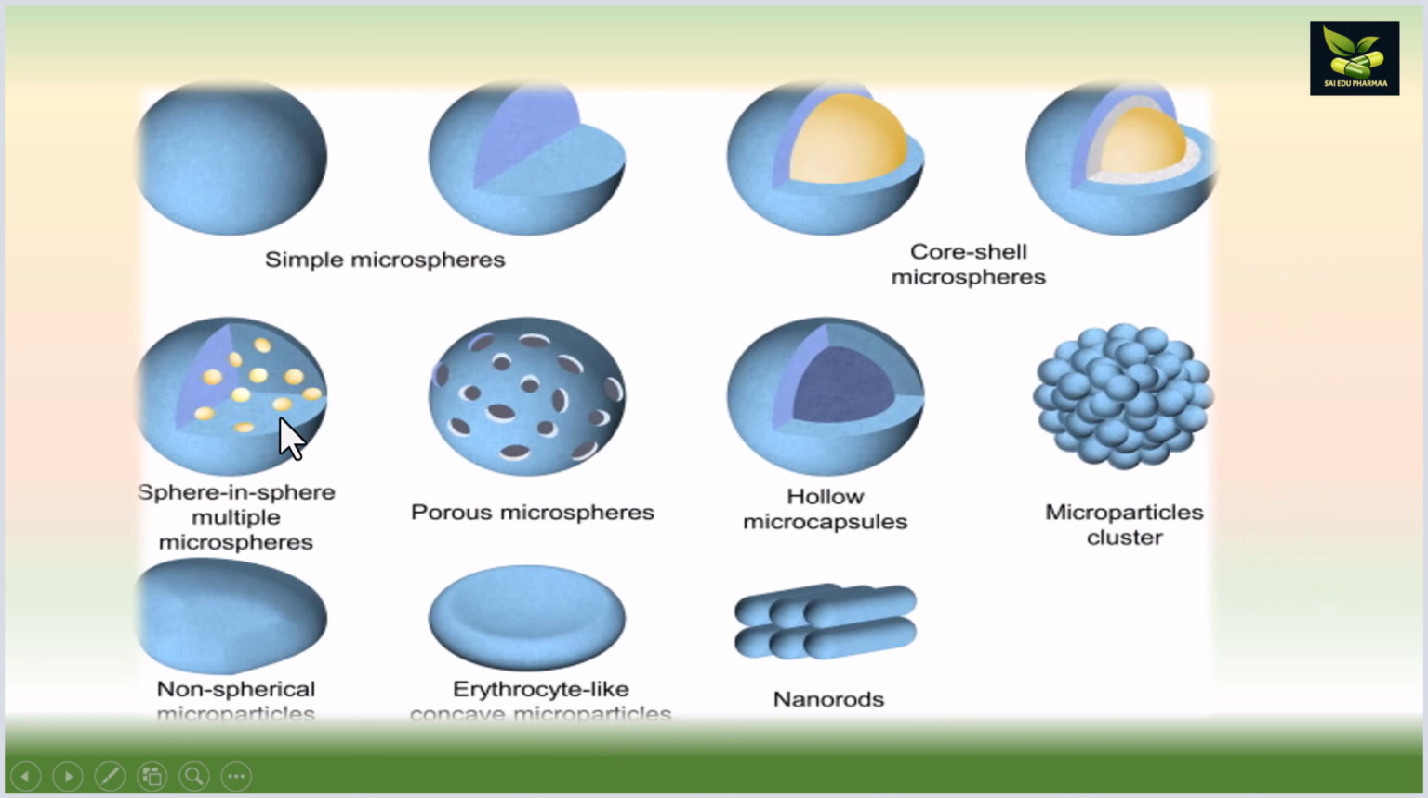So these are structures, these are simple microspheres, and in these there is core shell. So these are core shell microspheres. They are sphere in sphere multiple microspheres, then porous microspheres, hollow microcapsules. Then similarly these are microparticle clusters, then non-spherical microparticles, erythrocyte-like concave microparticles, and nanorods.